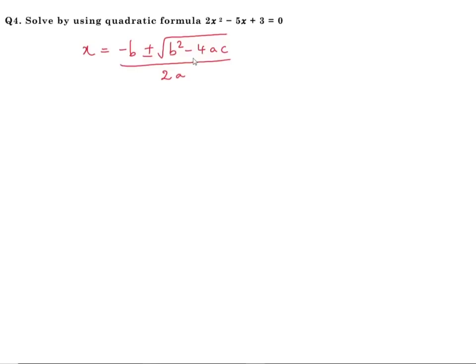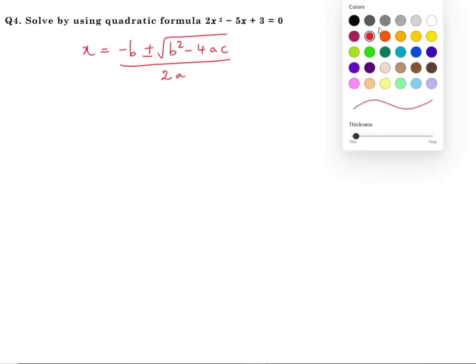First, to solve any problem, what you should know is the formula. Without knowing the formula, it is impossible to solve the problem. So what you should do is learn this quadratic formula: x equals minus b plus or minus root b square minus 4ac by 2a.